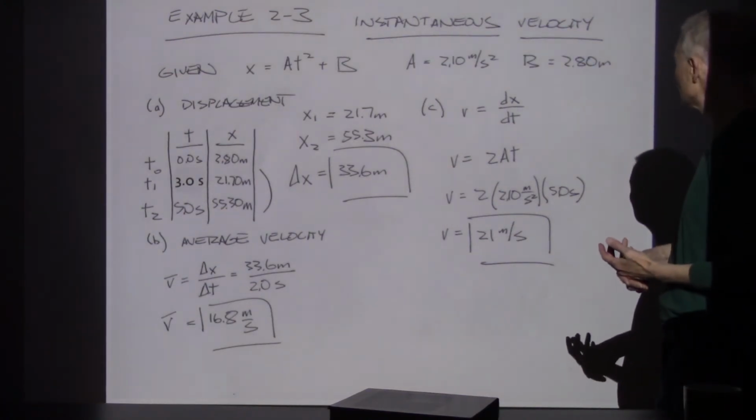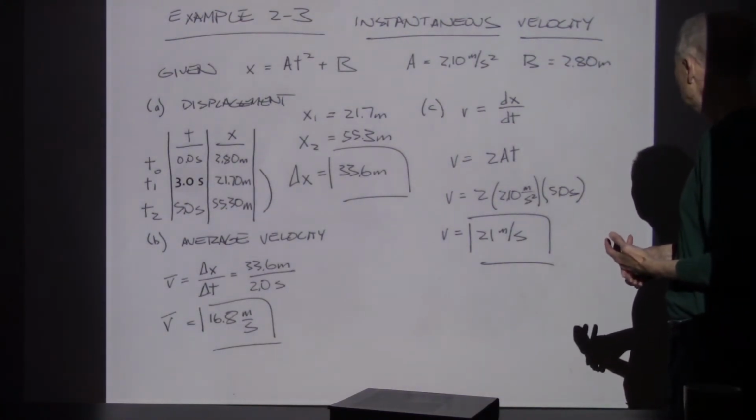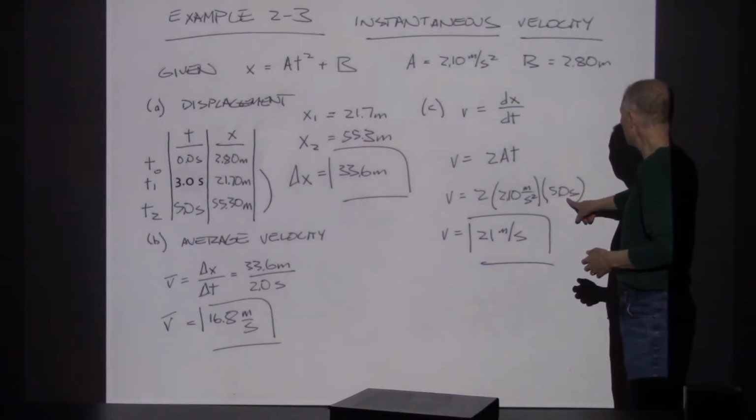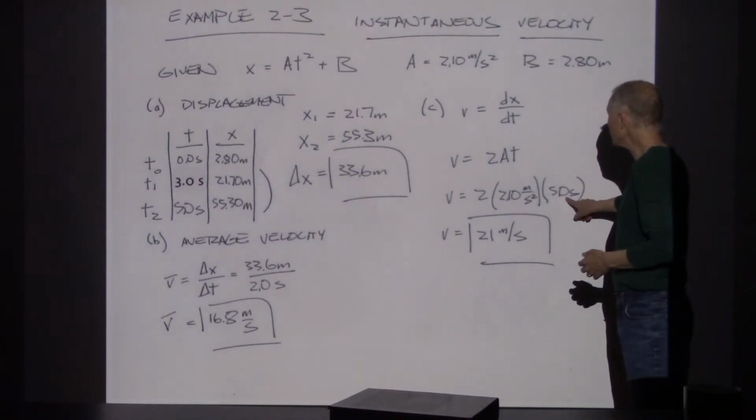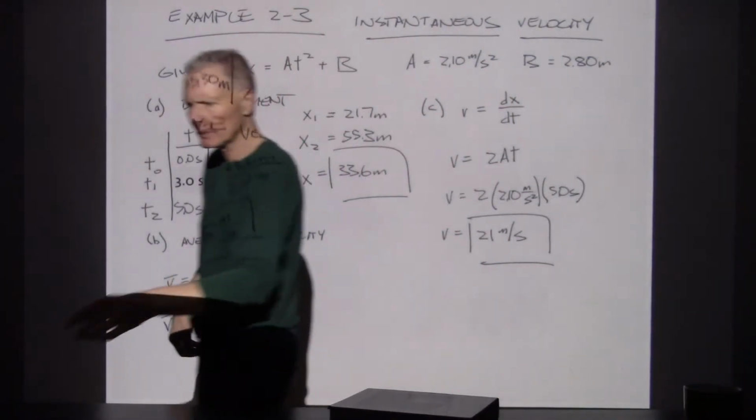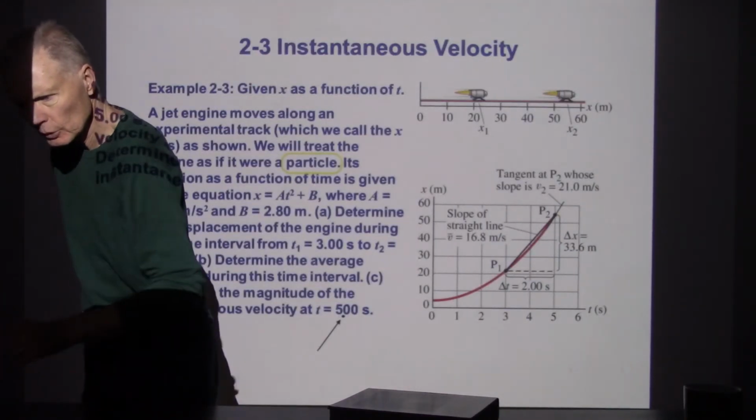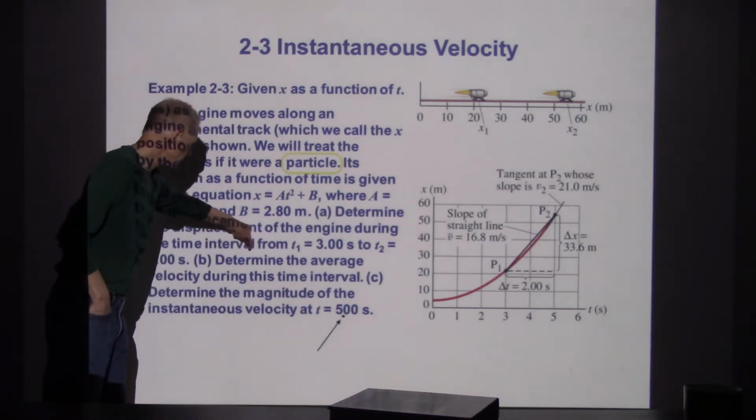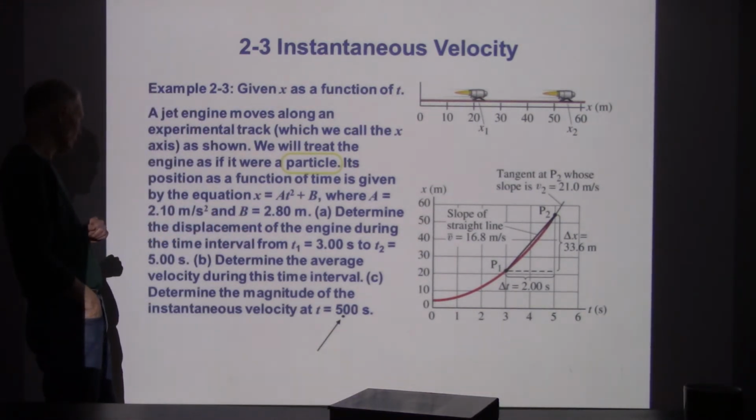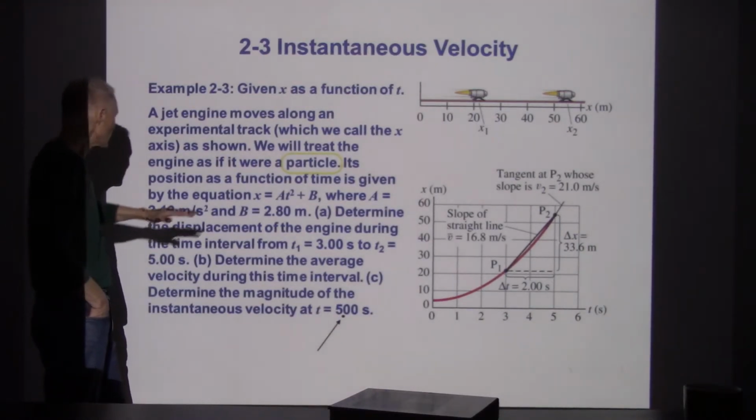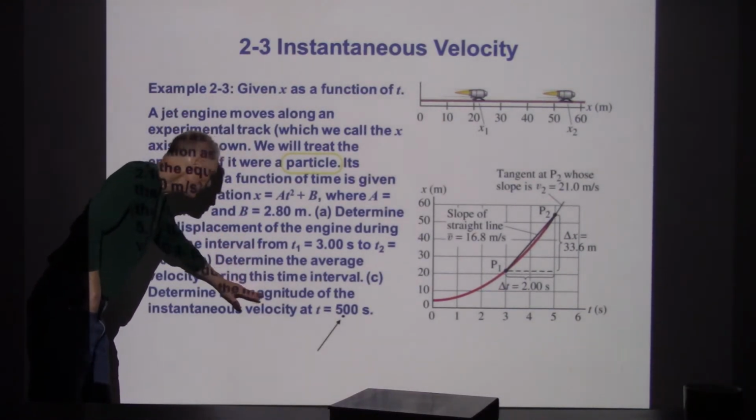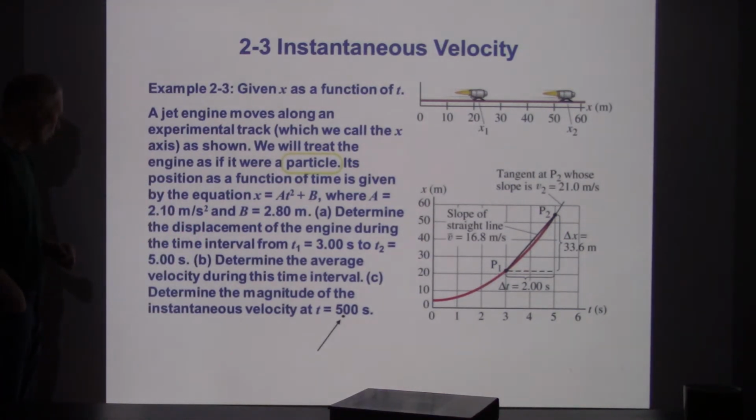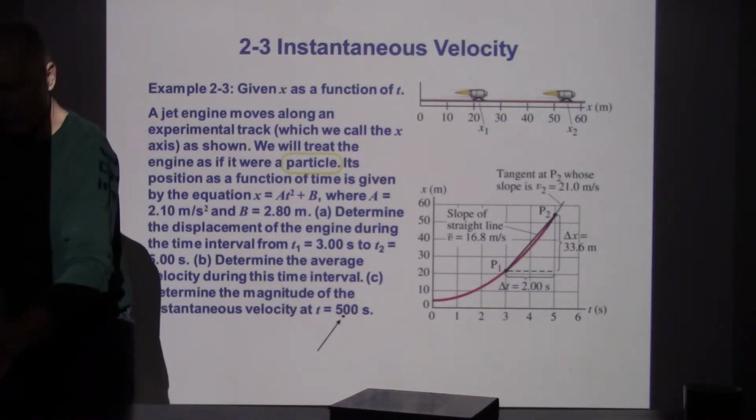But now what we want to do is come back and determine right at the 5-second mark how fast we were traveling. Okay, so let me go back and check this. So we got the displacement, and then part B, we got the average velocity. So we got the displacement and the average velocity. Part C is saying right at the 5-second time, what was the instantaneous velocity?